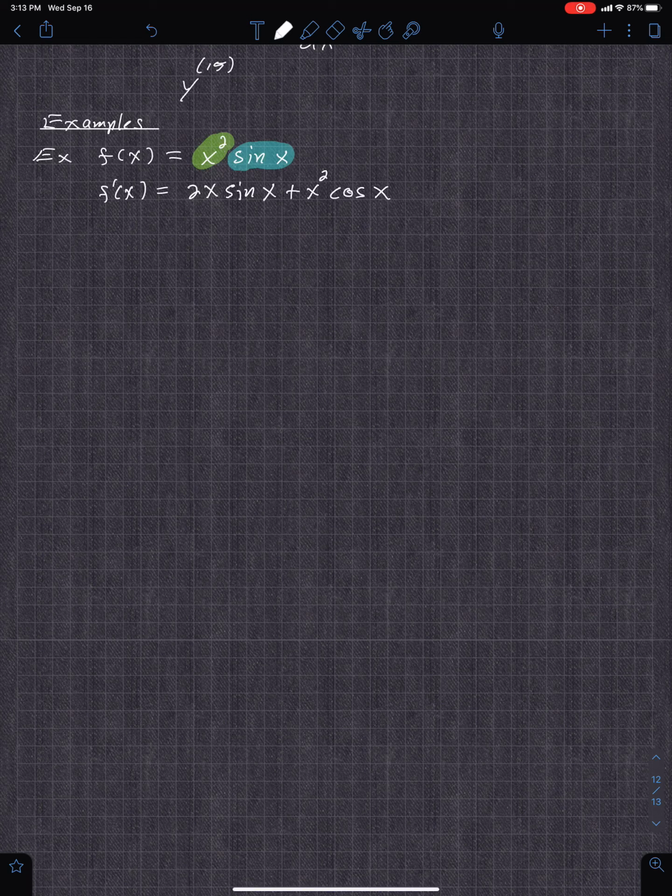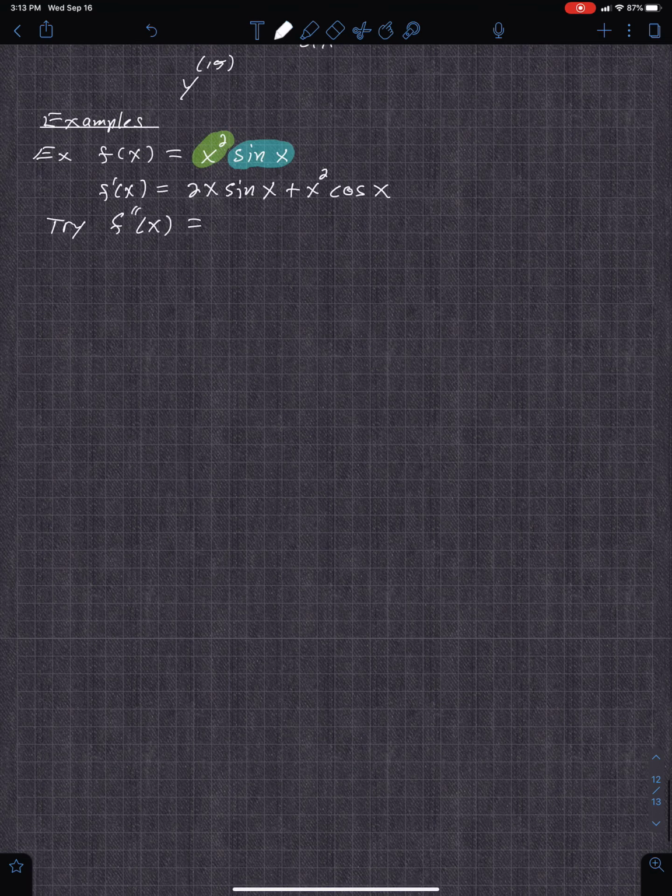Okay, so maybe try, I'm not going to write it up, try f double prime of x. If you do f double prime, this requires a product rule, and this requires a product rule. So you end up with 4 different terms. So try that. It's a little messy, but go for it. The next example.